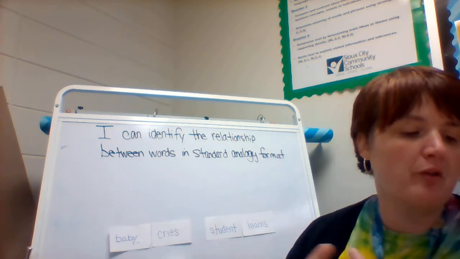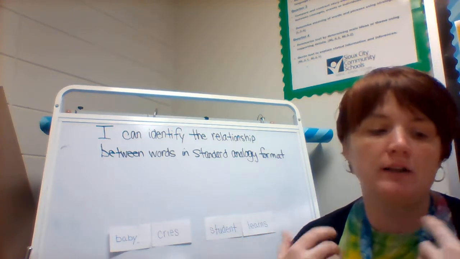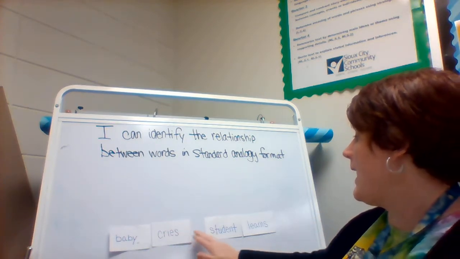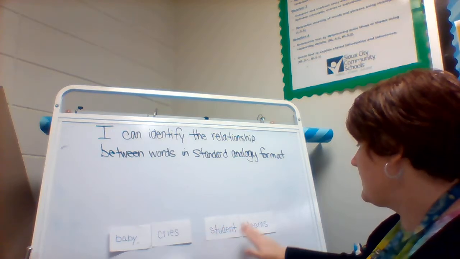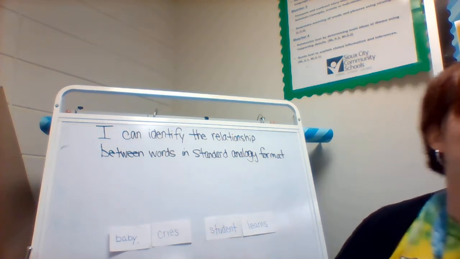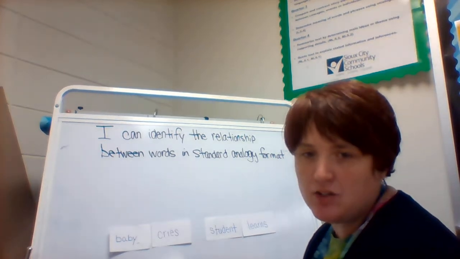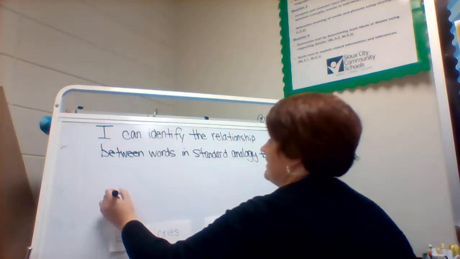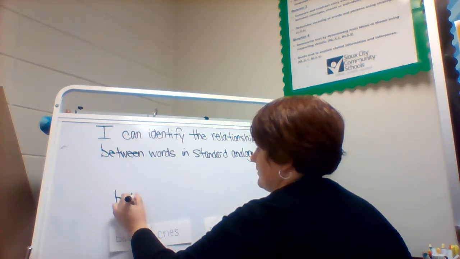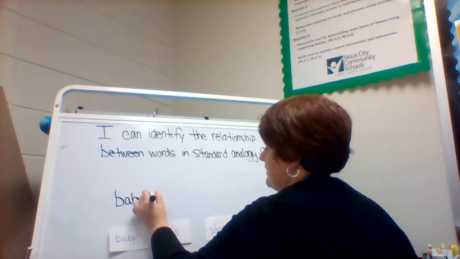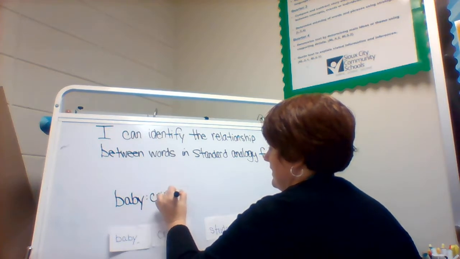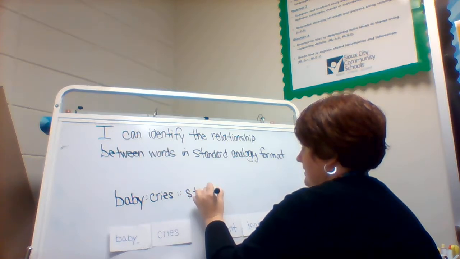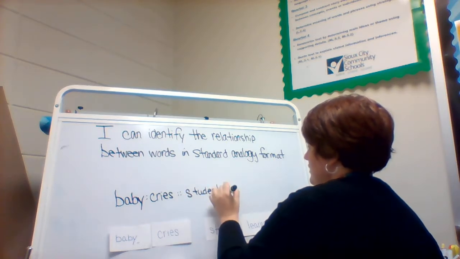Now listen as I put both words together in a statement that is called an analogy. Baby is to cries as student is to learns. Now I know this isn't the first time we've talked about analogies, but just as a quick review, I'm going to show you how that might look when you see it written. Baby is to cries as student is to learn.